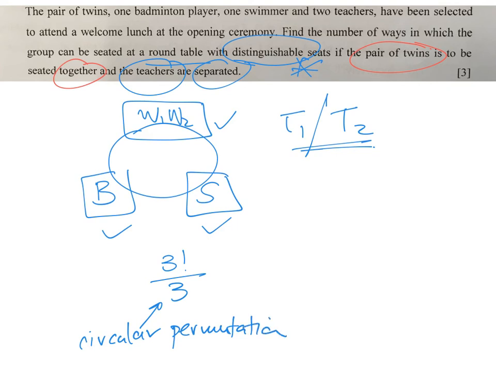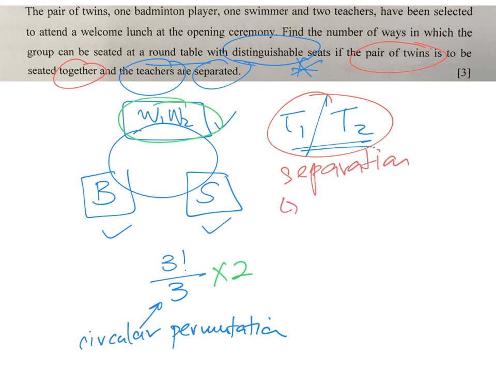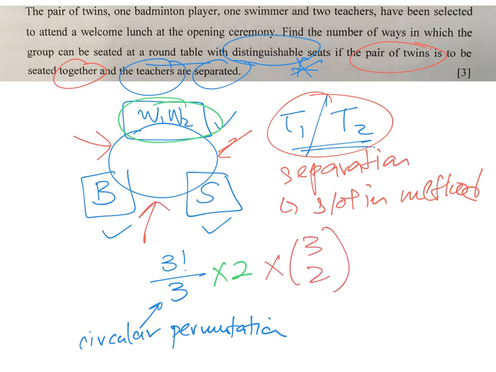Then after which, the block of twins can swap position, so that would be multiplied by 2 factorial, or just simply 2. Now coming back to the 2 teachers, they have to be separated. As I mentioned, if the objects involve separation, think of the slot-in method. So how many slots have I created? 3 slots. So 3 slots, choose 2 to put in the 2 teachers.